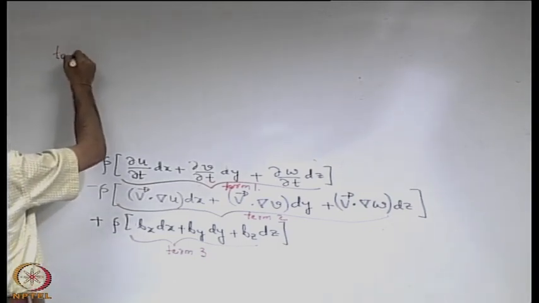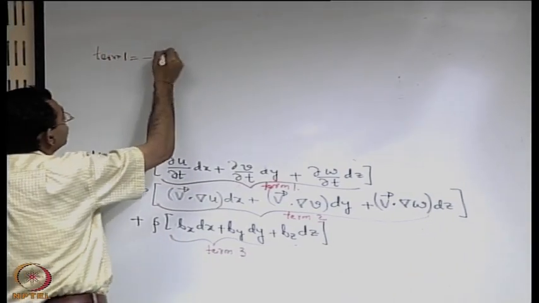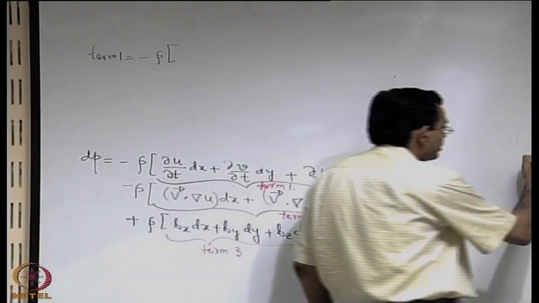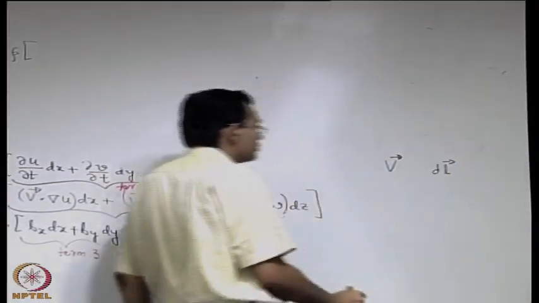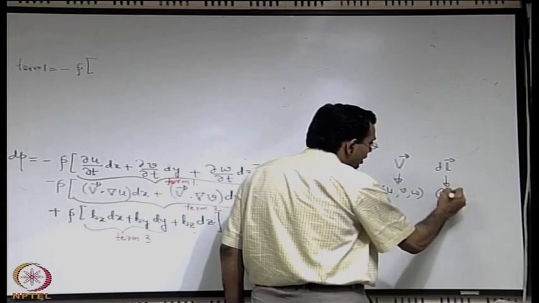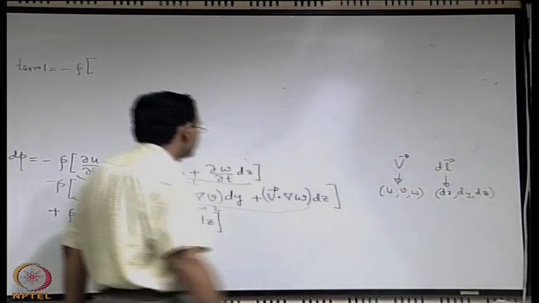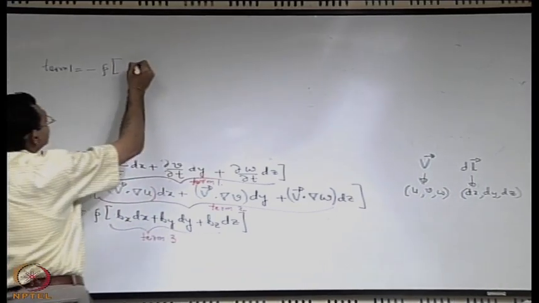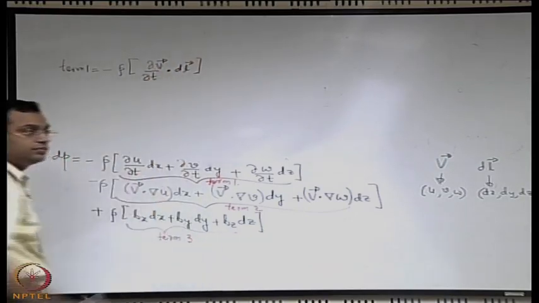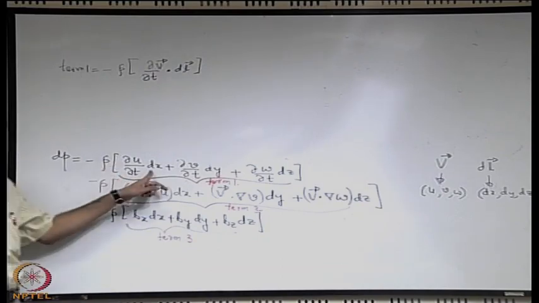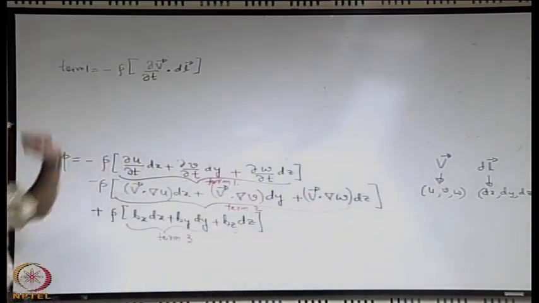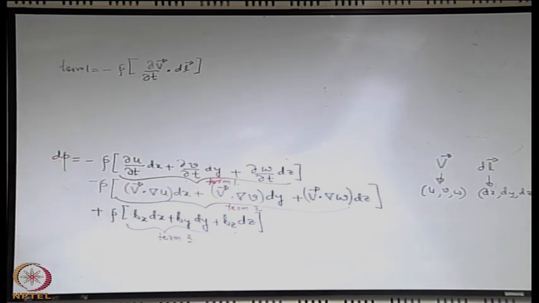So the term 1 is minus rho. Now can you write it in terms of the two vectors v and dl? Remember v has components u, v, w, and dl has components dx, dy, dz. So if you write, for example, like this, dot with dl, then that expression and this are the same; it is a dot product of this with this, of course with a partial derivative of that one. So it is just writing the same expression in a vector form.